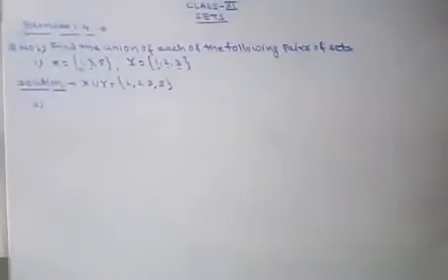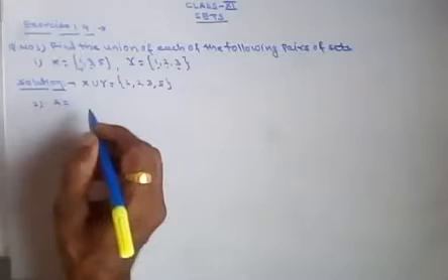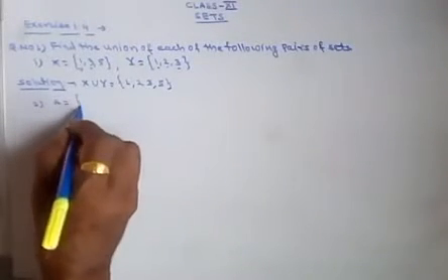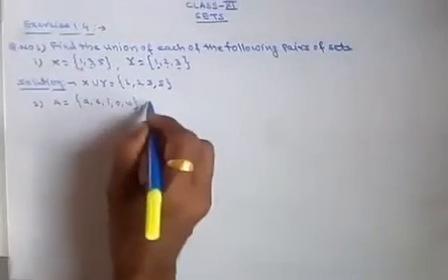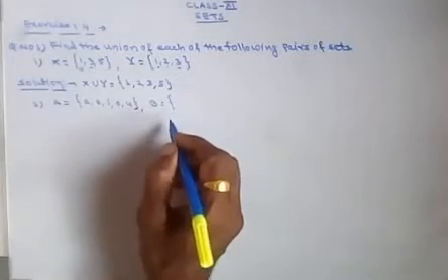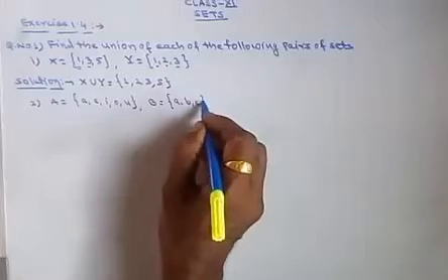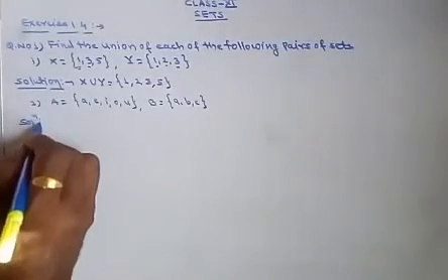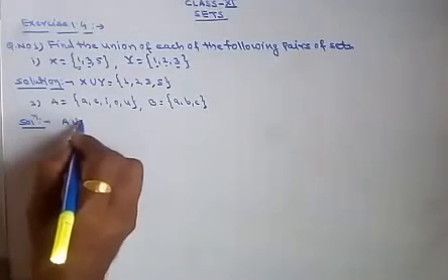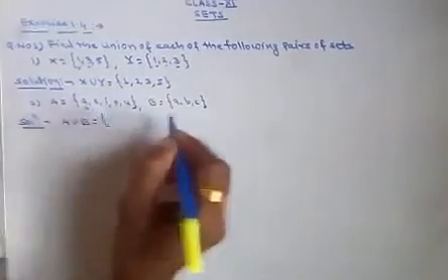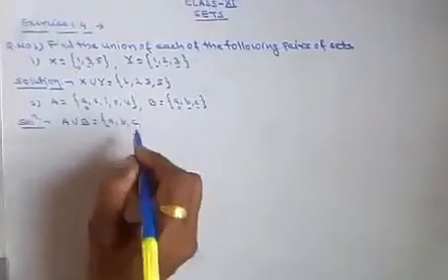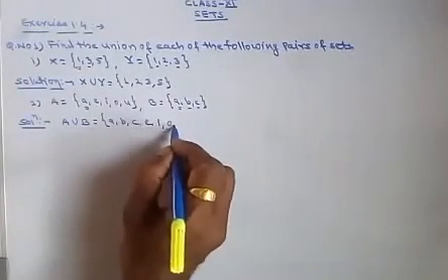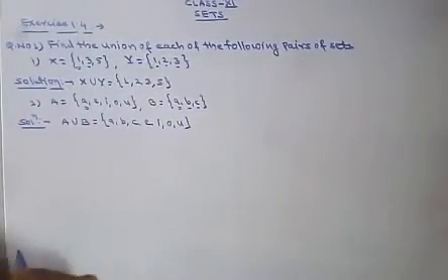Then the second question is: A equals A E I O U. This is set A, and set B is A B C, and you have to write the union of A and B. So here A union B equals, this is A, here is also A, so A, then B, then C, then E, I, O and U. So this is the union of A and B.